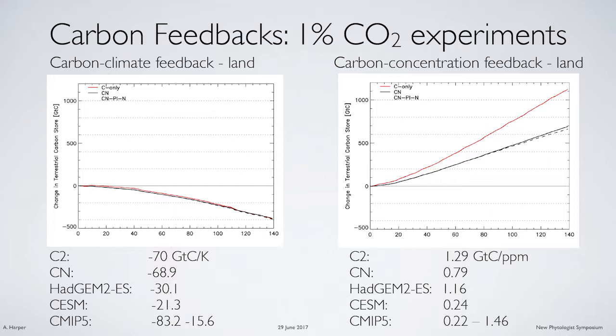Previously in HadGEM2-ES, which is the previous iteration of this model, the carbon climate feedback was negative 30 gigatons of carbon per year. It's much higher now in this version. I'm not really sure why, but that's interesting. The nitrogen cycle doesn't have an impact on that.